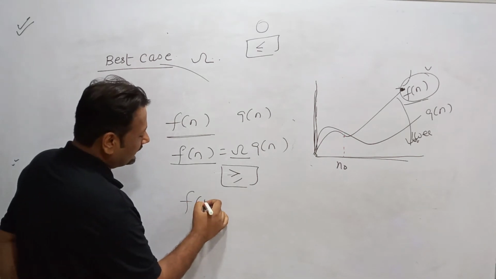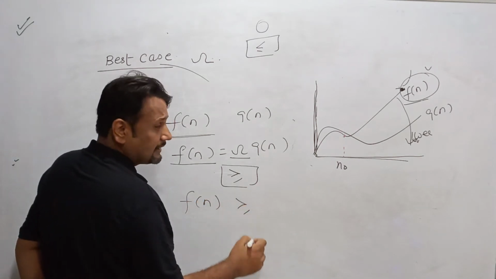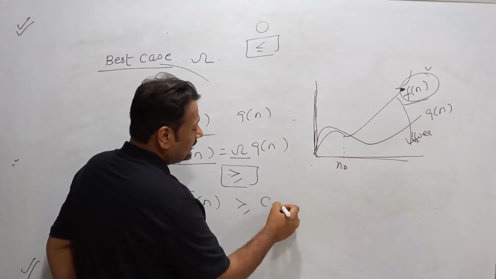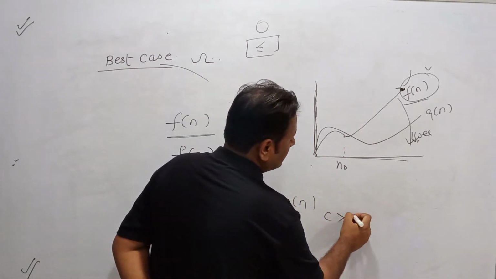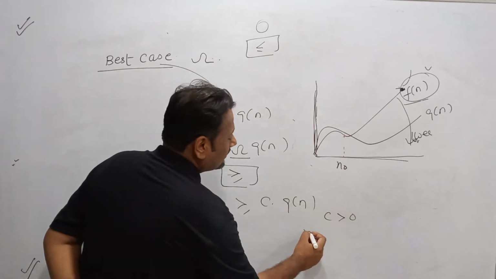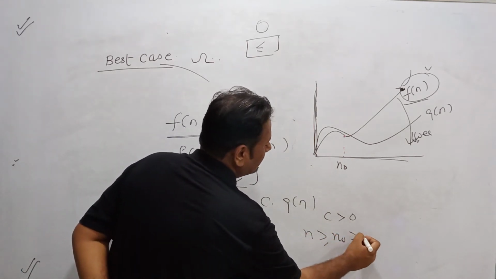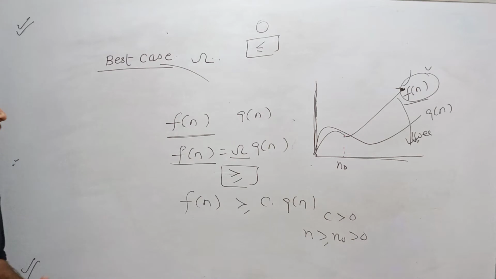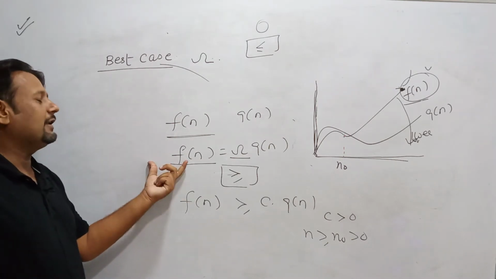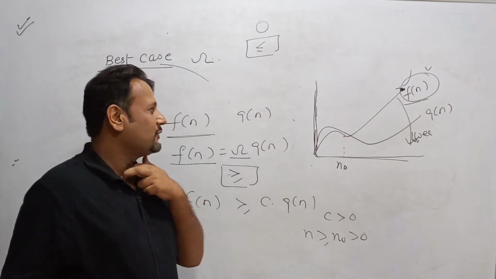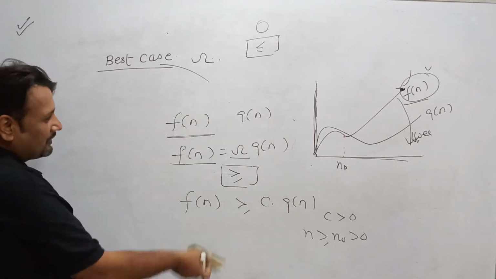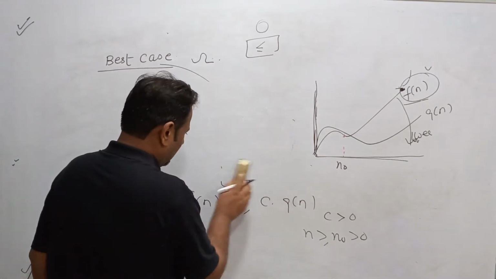If we can prove f of n is greater than equal to C into g of n, same thing, where C is a constant which is greater than 0, for any value of n which is greater than n naught, which is greater than 0, that means f of n can be written as omega of g of n. That's simple as that. So very similar to worst situation, we can write this also.